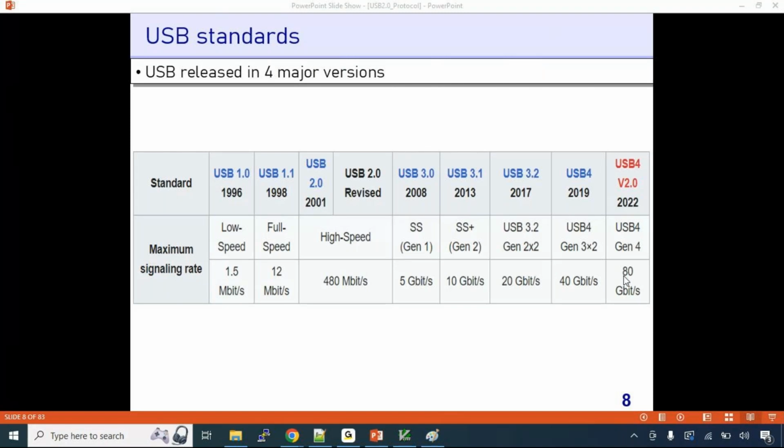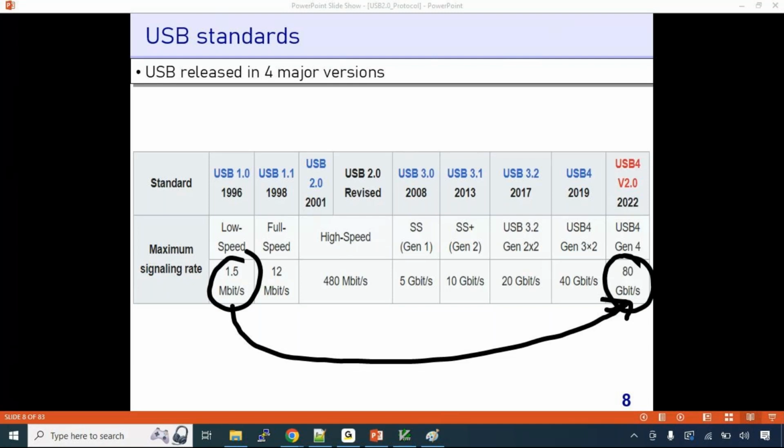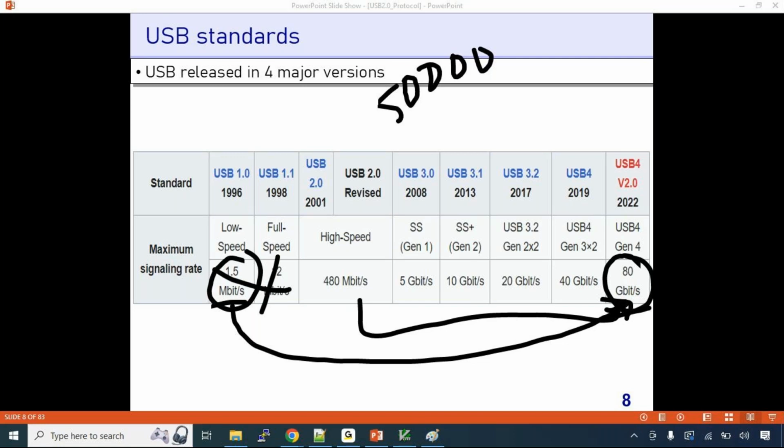So finally, what have you achieved out of all this? When you move from here to here, the rate has increased by how many times? Double? No, from 1.5 to here. Oh, okay. 6 times, sir. No, this is megabits per second, this is gigabits per second. Almost 50,000 times the speed has been increased. Just divide 80 gigabits per second by 1.5 megabits per second. That's the kind of speed that has increased. Even forgetting these two, moving from here to here itself, they have increased so much.